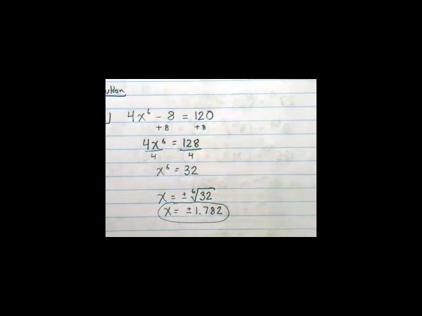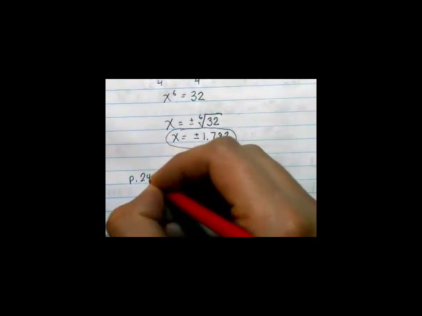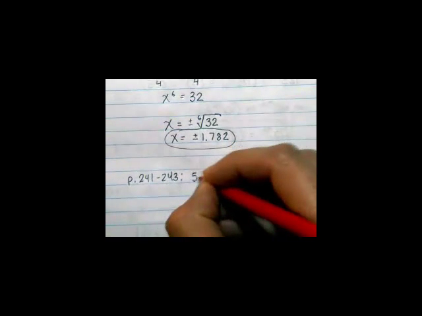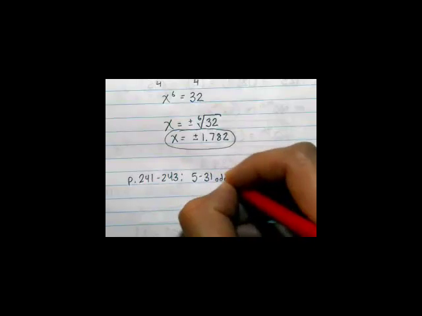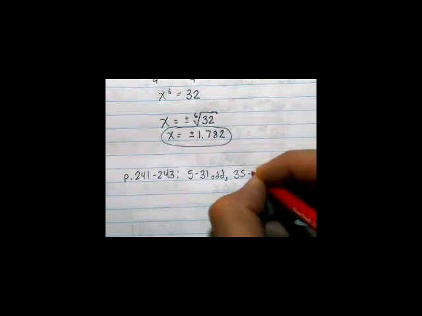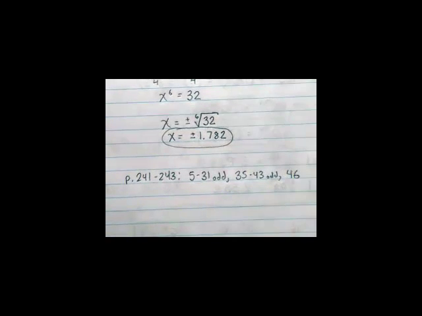Okay, so I just wanted to show you one of those just so you had a little exposure to it, but it's pretty much what we were doing at the beginning. It's just you solve an equation. That's part of the process of solving the equation. So, all right, your homework on this stuff, it's page 241 to 243. I have it written down already. So 5 through 31 odd, 35 to 43 odd, and then number 46. And that's the whole thing.